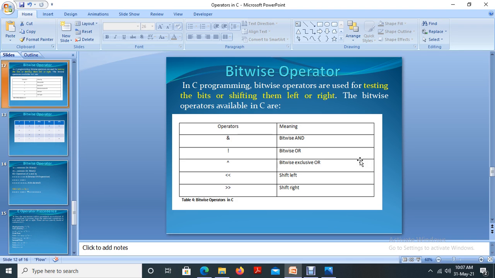In C programming, bitwise operators are used for testing the bits or shifting them left or right. These are the higher level applications. We will discuss what's happening there in future classes. The bitwise operators available in C are these: bitwise AND, bitwise OR, bitwise exclusive OR, and this is for left shift and this is for right shift.